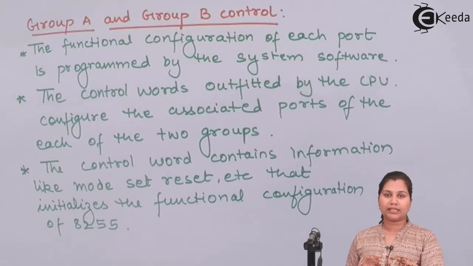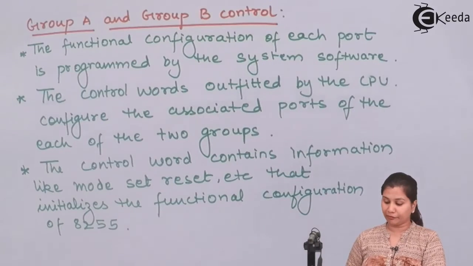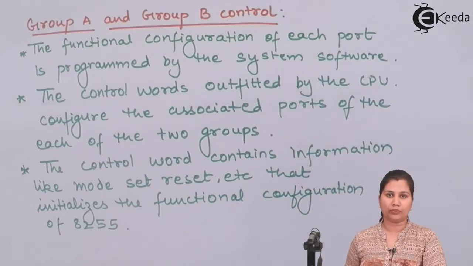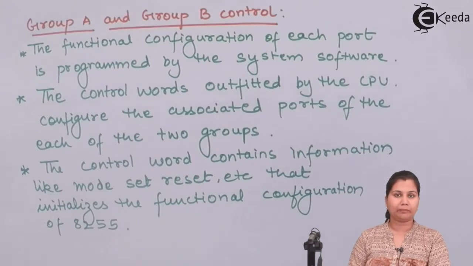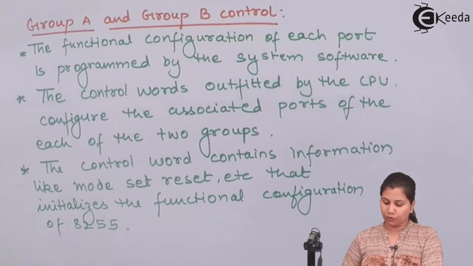So the control word contains all the important information like the mode, set, reset. This information initializes the functional configuration, or we can say that this control word decides in which of the modes the ports of the 8255 will work. Now this control word is provided by the CPU of the microprocessor, and the CPU is going to write this control word into the control register. For the control register we have the write signal, and the control register cannot be read by the microprocessor, so it has only the write signal associated with it.